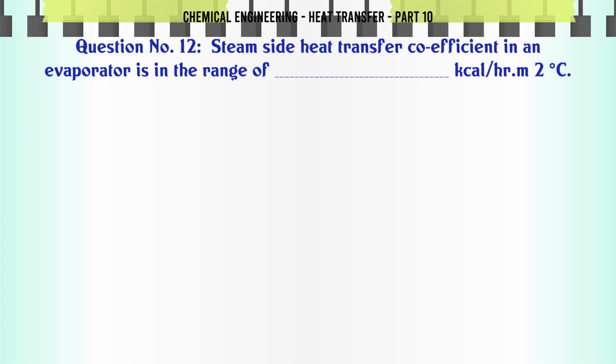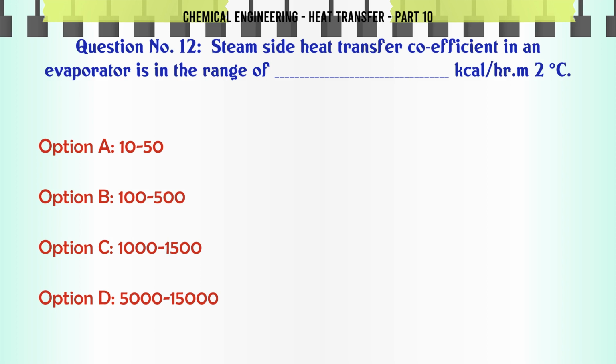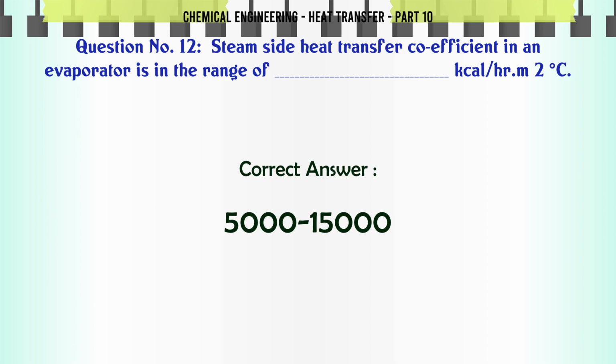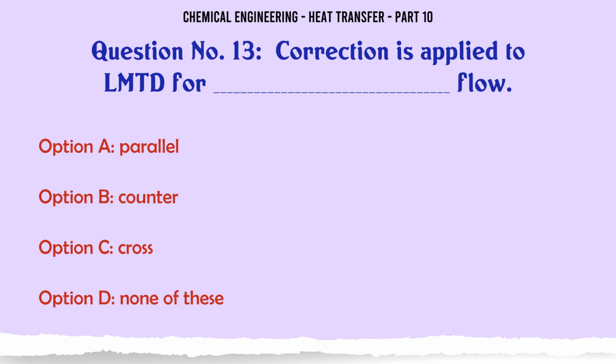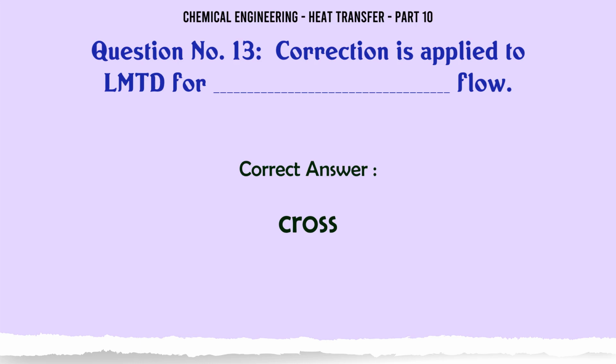Steam side heat transfer coefficient in an evaporator is in the range of ___ kcal/hr.m2.C. A. 10 to 50, B. 100 to 500, C. 1000 to 1500, D. 5000 to 15000. The correct answer is 5000 to 15000. Correction is applied to LMTD for ___ flow. A. Parallel, B. Counter, C. Cross, D. None of these. The correct answer is cross.